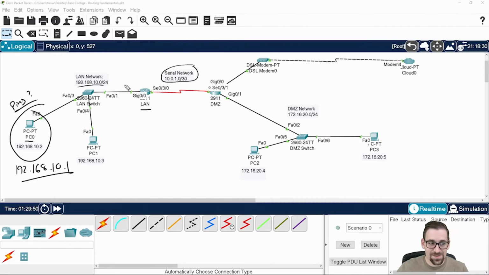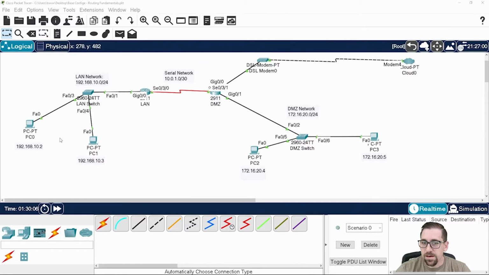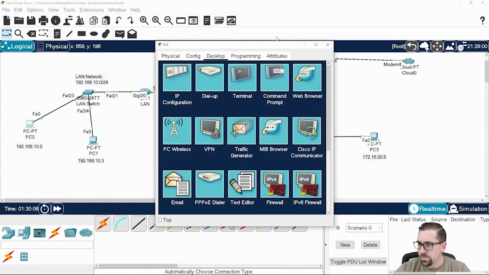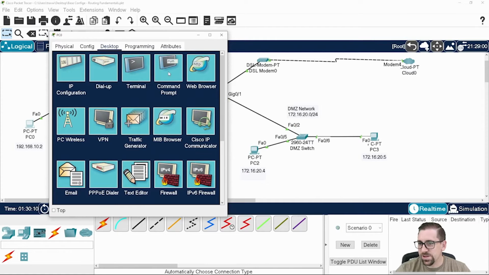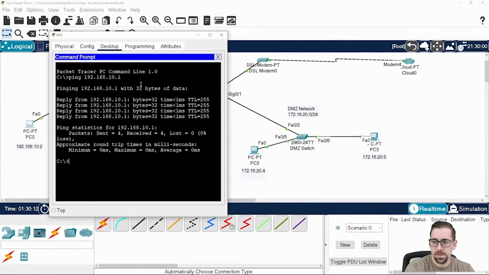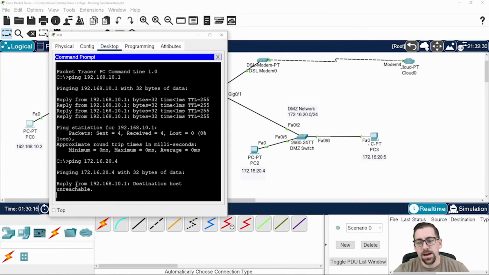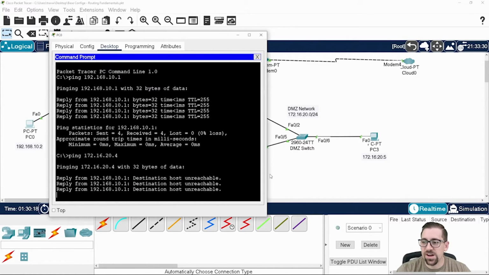Fortunately for us, because we're going to be doing some of these configurations, the routers actually don't have any routing configs in there yet. We're going to set these configurations, and we're going to show how this network performs without routing, without this fundamental technology, and how it will perform afterwards. If I were to go into this PC and try to ping 172.16.20.4, I'm going to get a destination host unreachable.